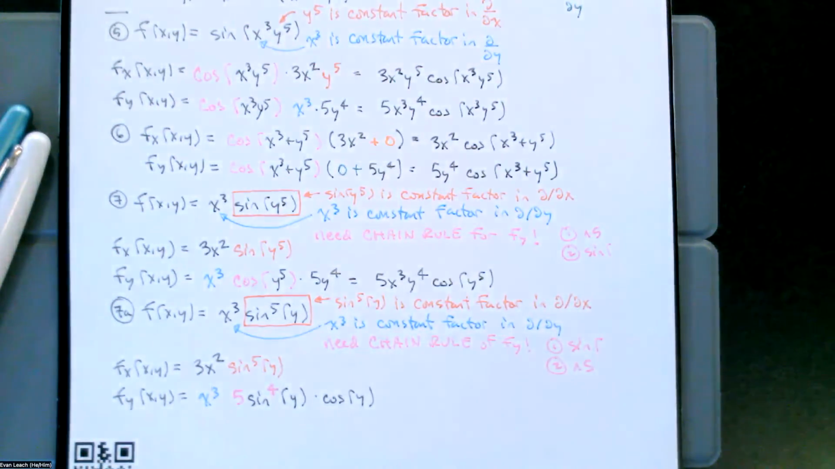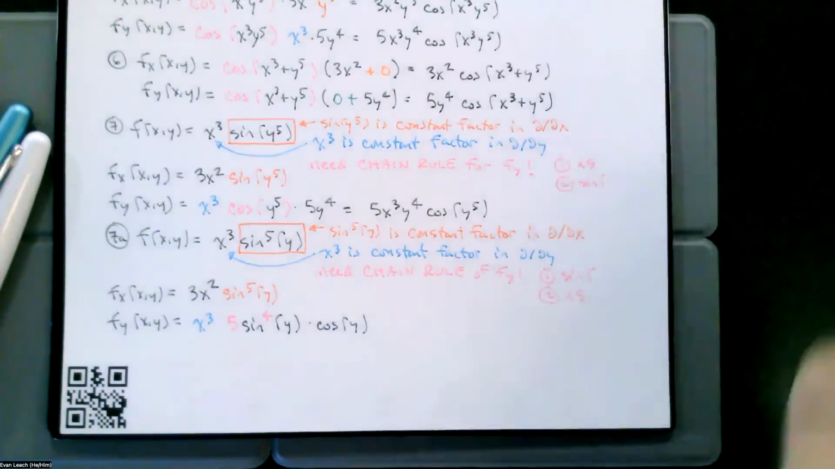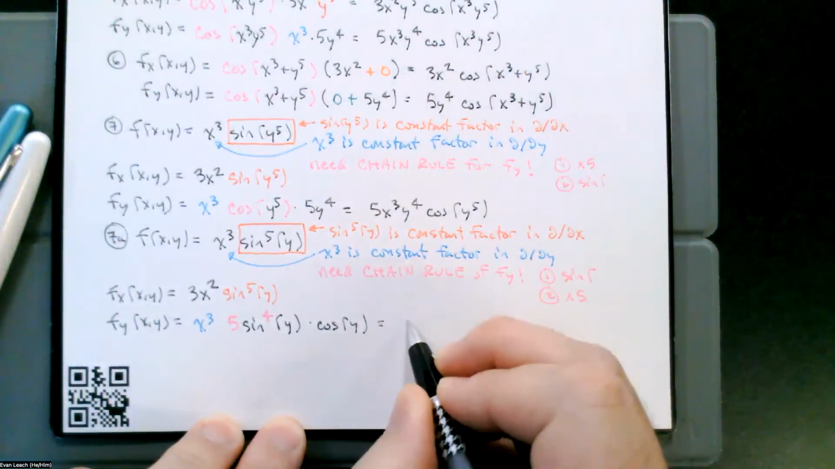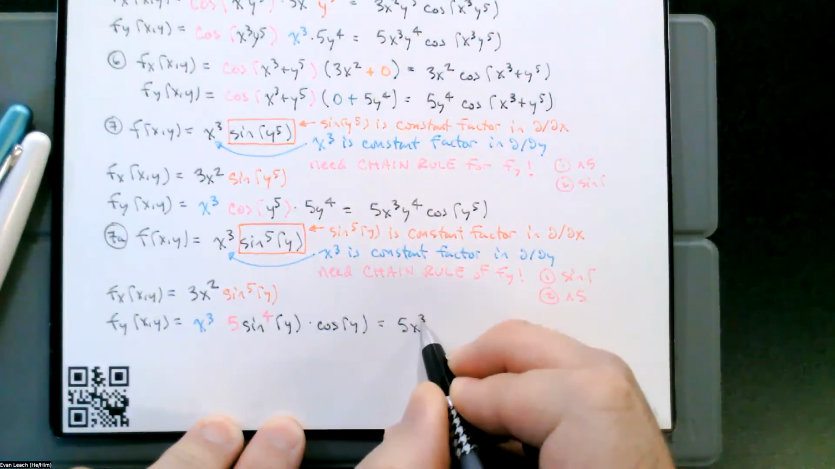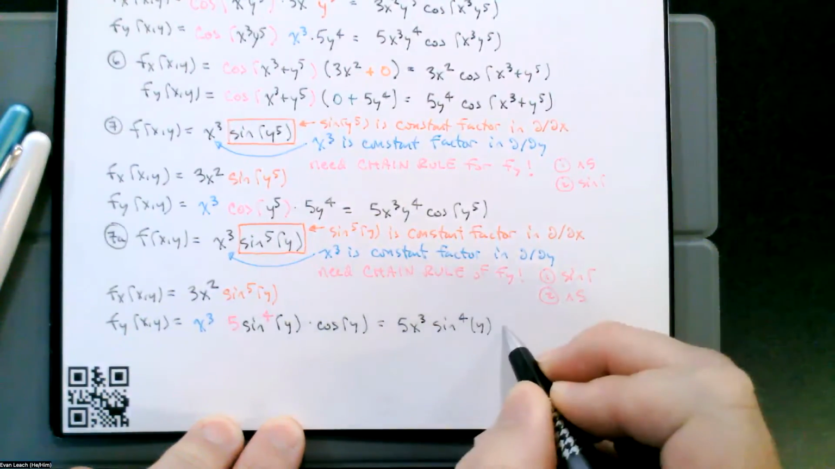This is not how we write this function, because the 5 and the x cubed are not written in that order. I would want to write 5x cubed. I would probably write sine fourth y first. I don't know why.